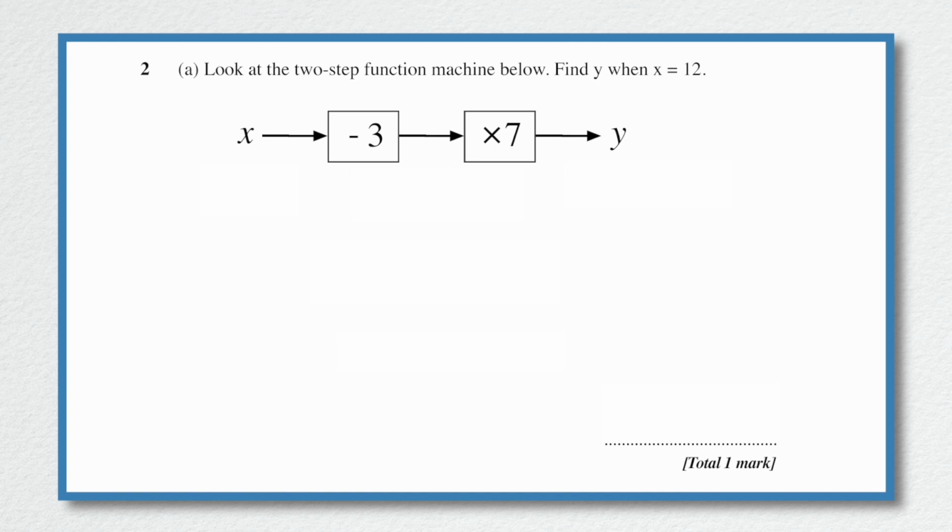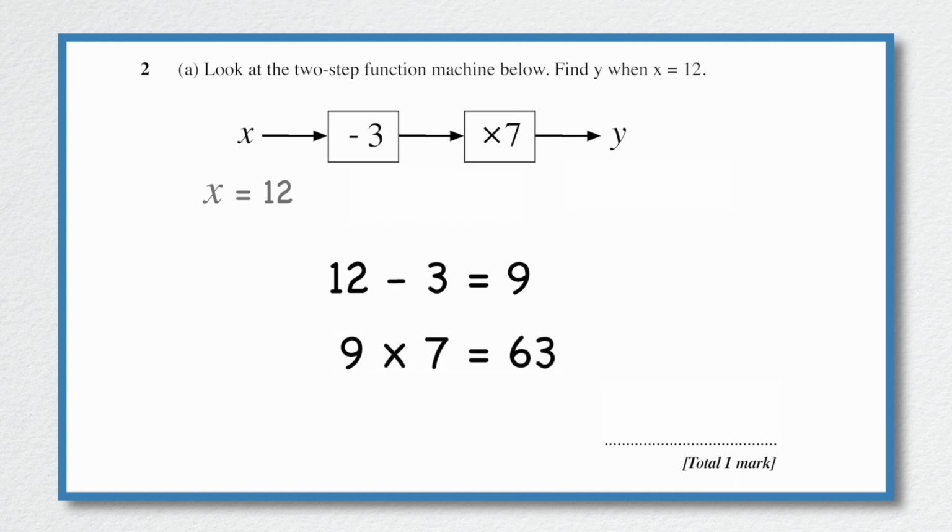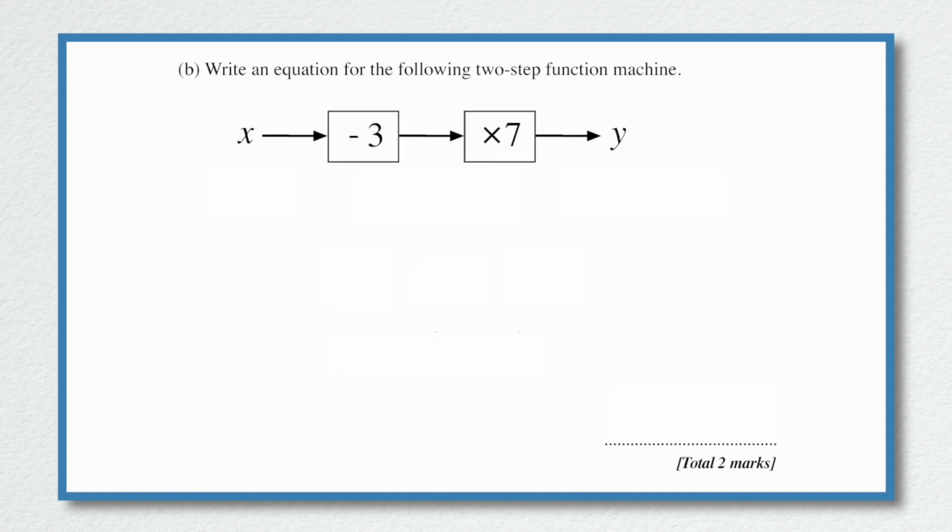So when x is equal to 12, we have 12 subtract 3, which is equal to 9. We now multiply 9 by 7 to get y, and this is equal to 63. You can write the answer as 63 or as y is equal to 63. Here's part B. Notice that there are 2 marks, suggesting that there are 2 parts to the question.